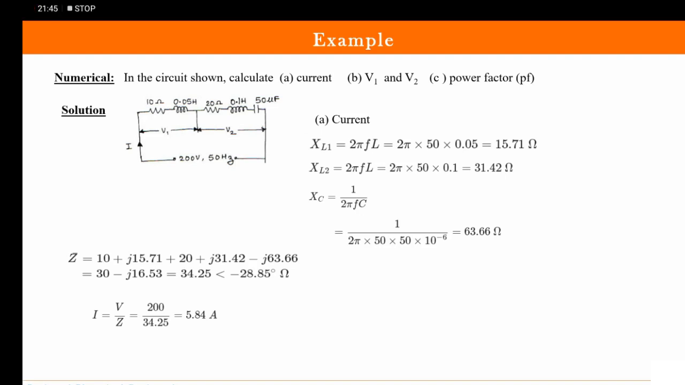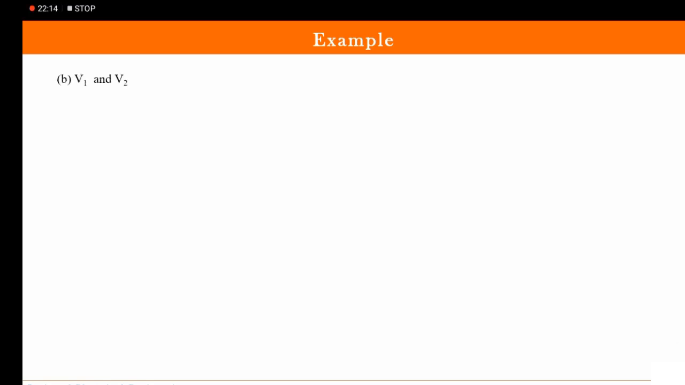So now we will calculate the current. Current is voltage upon impedance. Voltage is given as 200 volts and impedance we have calculated as 34.25 and angle is minus 28.85. But at the time of calculation of current, we won't take the angle. We will only take the magnitude. Fine. So magnitude is 34.25. So it is 200 upon 34.25. That comes out to be 5.84 amperes. Do not forget to mention the units. Okay, they also carry some marks.